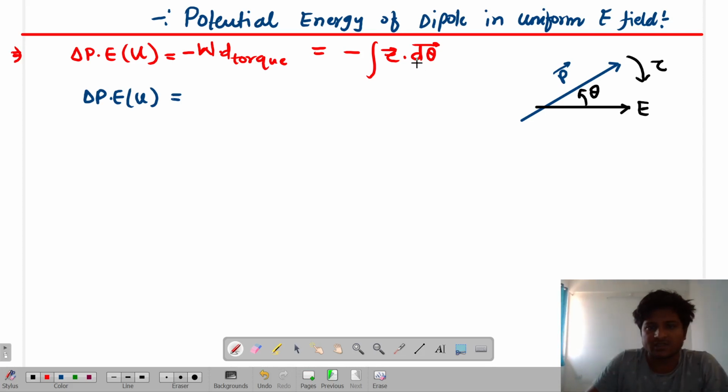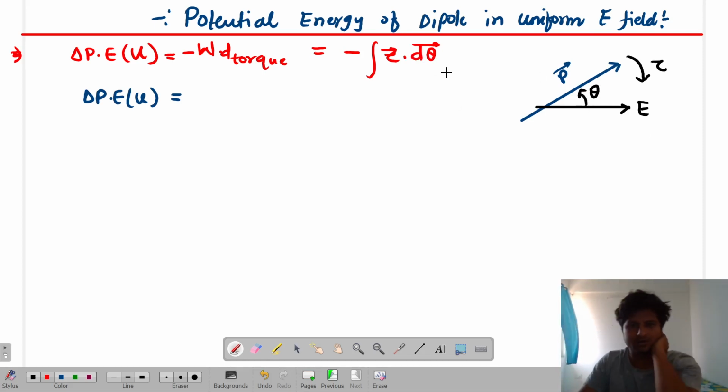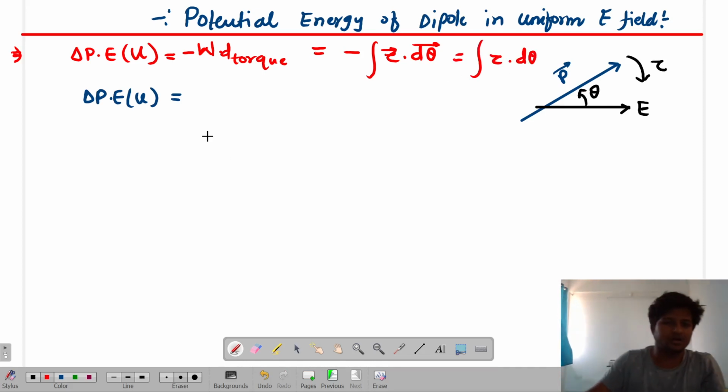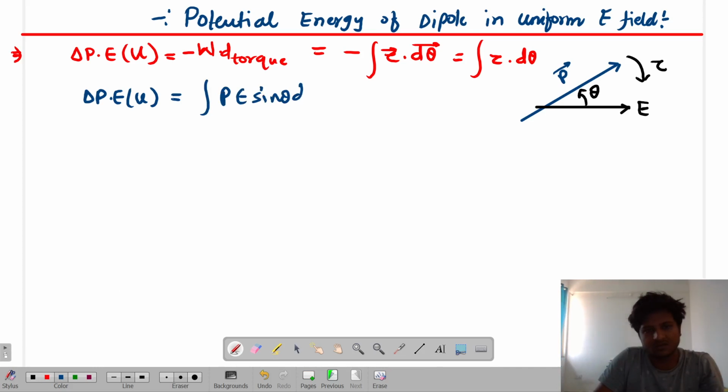Now look over here. This torque is trying to rotate the dipole moment clockwise, while theta is taken anti-clockwise. So this work should be positive, because tau dot d theta involves cos 180 degrees. So it should be tau simply times d theta. Are you able to get me? So it should be the integral of p sine theta d theta. Is that clear?